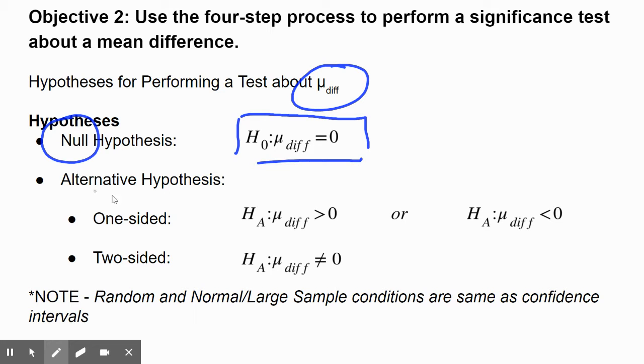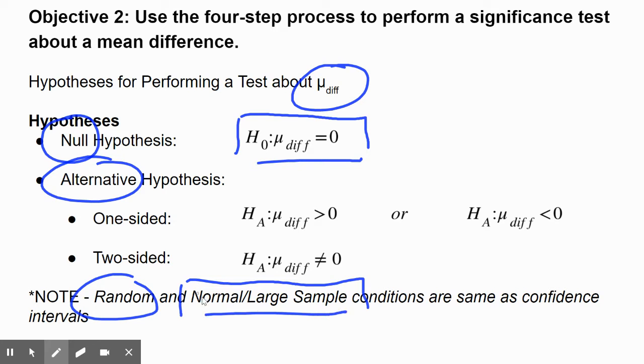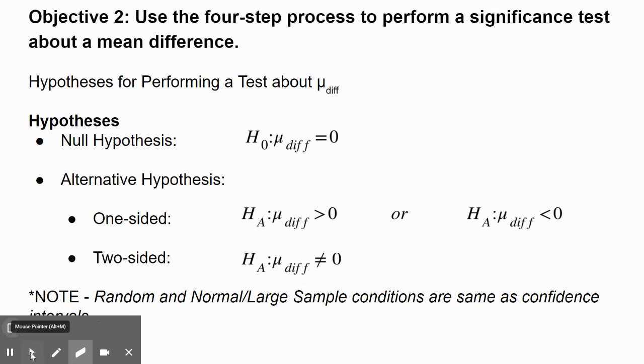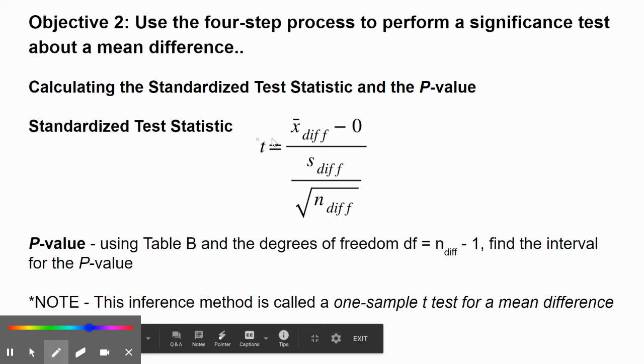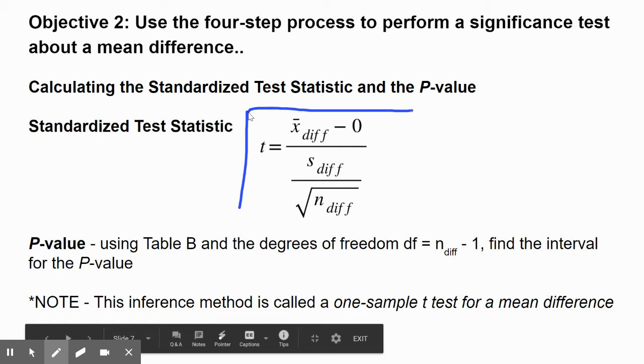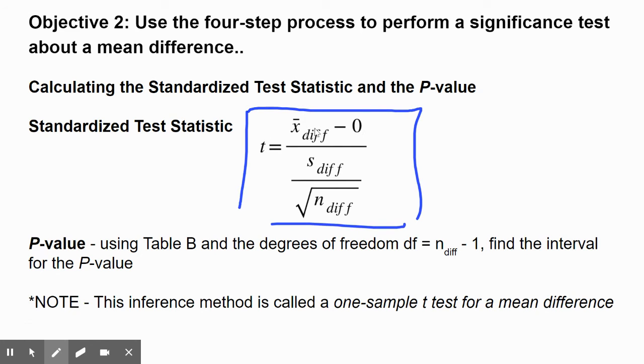The alternative hypothesis, again, could be one-sided, greater than or less than, or it could be two-sided, not equal to. Same conditions: the random and the normal/large sample conditions as with a confidence interval. So here's how you find your t-test statistic. It's sample mean difference minus 0. Again, 0 is the null value. We assume that the mean difference is 0, so you don't really need that.